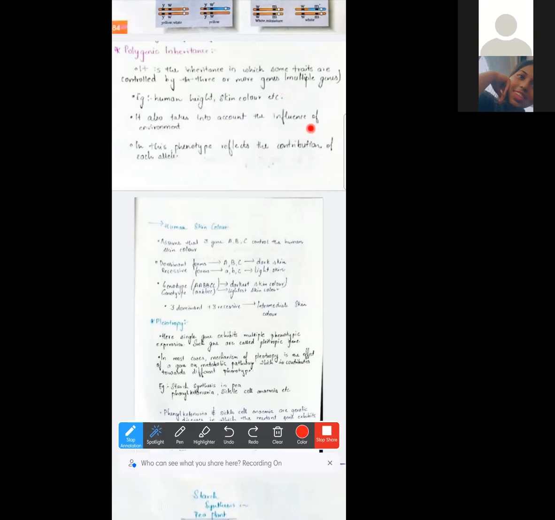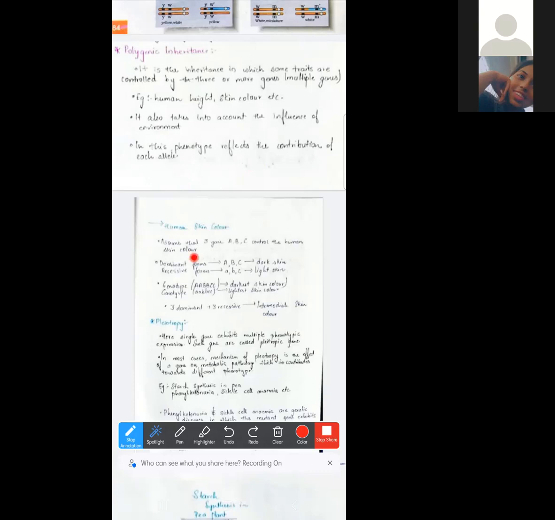So it also takes into account the influence of environment. Here it basically says that our height, we know that tall is dominant and dwarf is recessive. But is every person present here either tall or dwarf? No, some have intermediate height. Why intermediate height? Because there are more than 3 genes involved here. Same goes for skin color. We have light skin tone, we have dark skin tone, we have intermediate skin tone too. So it also takes into account the influence of environment. The phenotype reflects the contribution of each allele. That is, each allele contributes a certain result in the phenotype.